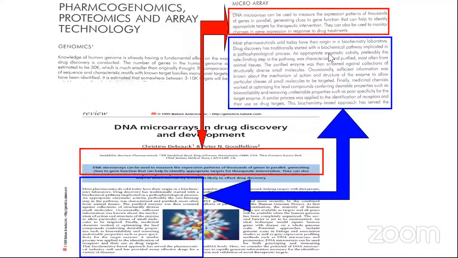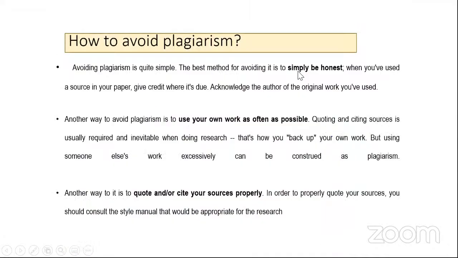You can see that most pharmaceuticals sold today, the entire thing is copied here, right? It has been done by a good pharmaceutical company. You can see that this was published by SmithKline Pharmaceuticals, and this was published by somebody else who has copied it. I'm telling just one or two cases, but there are lots of cases. Now, how do you avoid plagiarism?